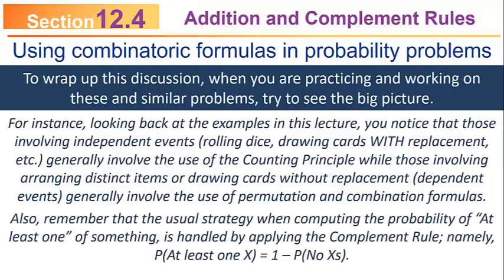Another thing I'd mention in closing is that the usual strategy when you're computing the probability of at least one of something is to apply the complement rule. In other words, go ahead and calculate the probability of getting none of those things, and then the probability of at least one of them is 1 minus the probability of none of them. There are other things I could mention, but I just want to get you thinking about looking for the big picture as you work through these problems. It's going to make your test taking experience much better.